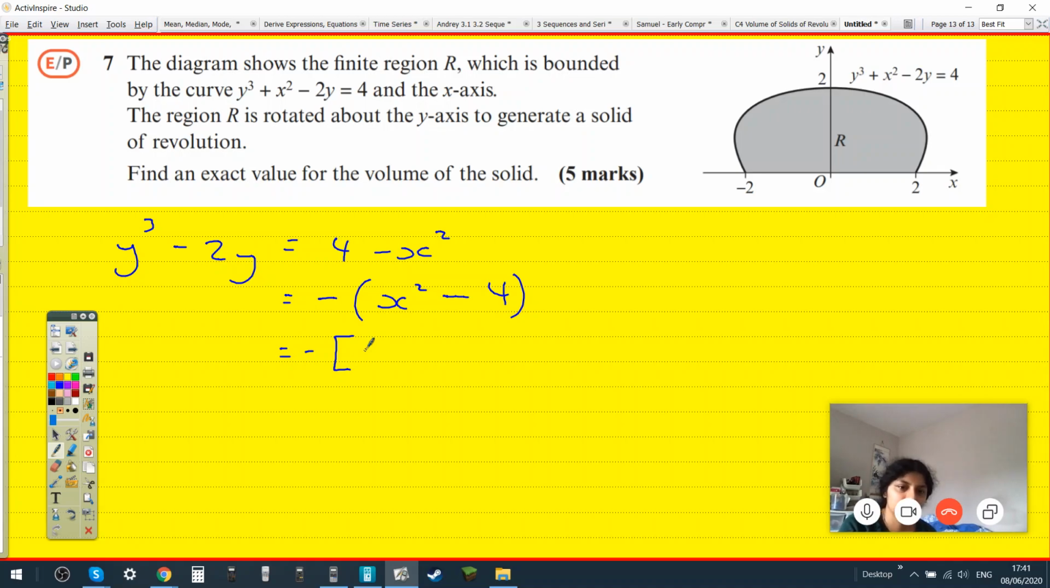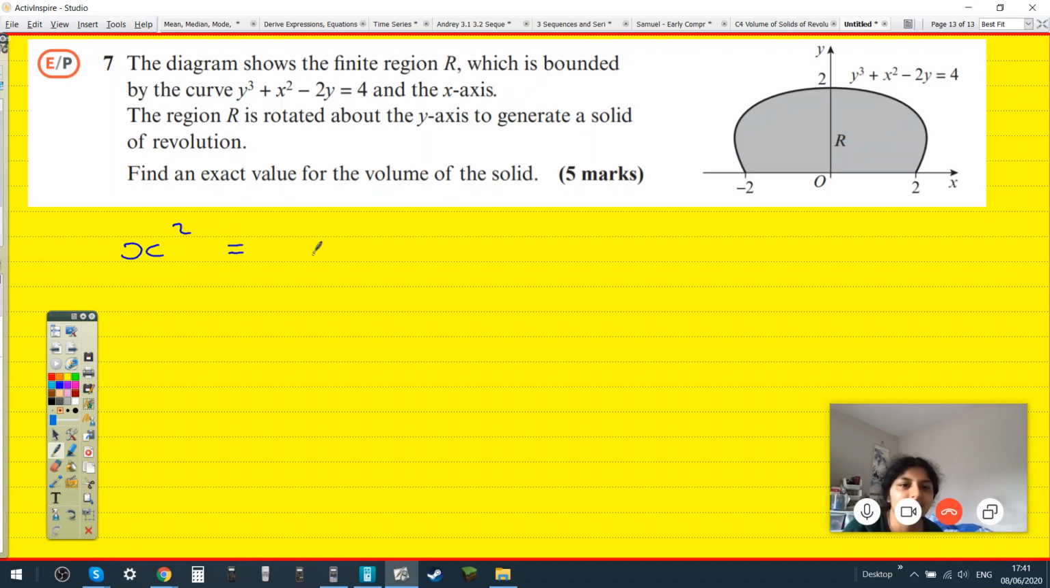B over 2. Oh, what are we doing? Just make x squared the subject. That's really easy. X squared equals 4 minus y cubed plus 2y. Yeah, that's plus 2y. There we go. So if you can't make x the subject, then you have to make x squared.